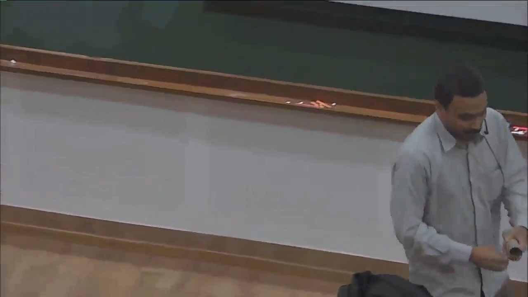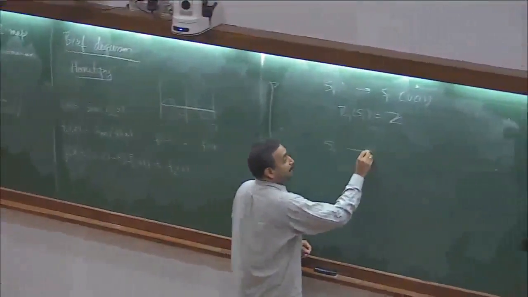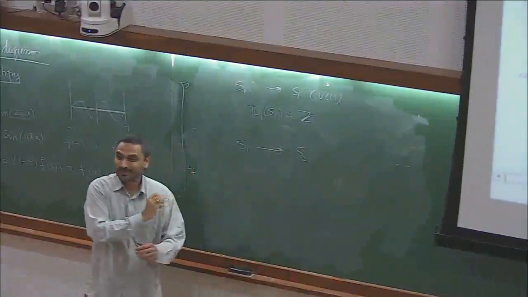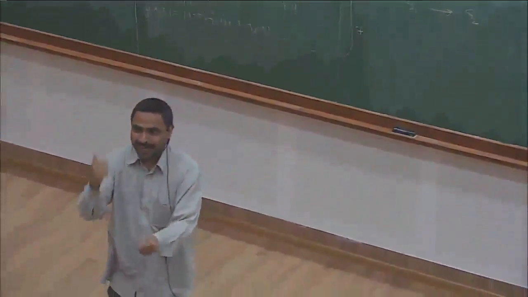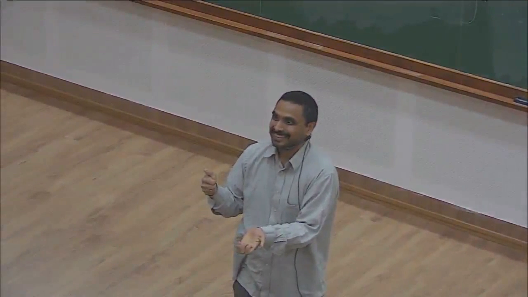Okay. So now, instead of going to S1, I start with S1 and map to S2. So what am I doing? I'm taking my line and I'm attaching 3-dimensional vectors of unit length on that. How many different homotopy classes are there?